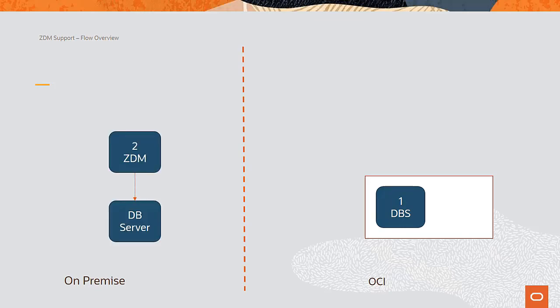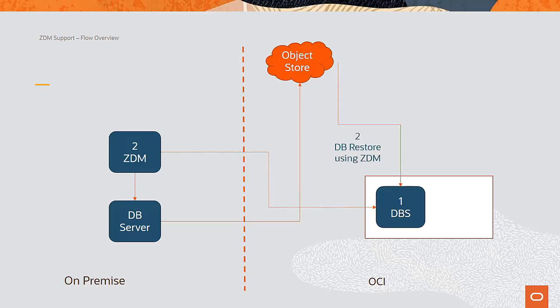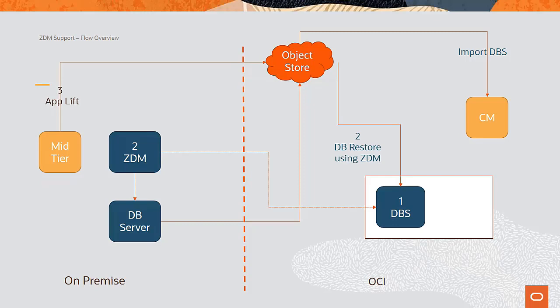First, create a database system in OCI using OCI Console or REST API. Next, use ZDM to migrate the database to the OCI DB system. To import the database into Cloud Manager, navigate to the Environments tile and select Import Environment. Once the DB system is available in Cloud Manager, you'll need to perform an application lift on the source environment to lift the PS App Home and PS Cust Home to Object Store. You can then add a middle tier node to the environment using the Manage Node option in the related action. This completes the Zero Downtime Migration Support feature description.